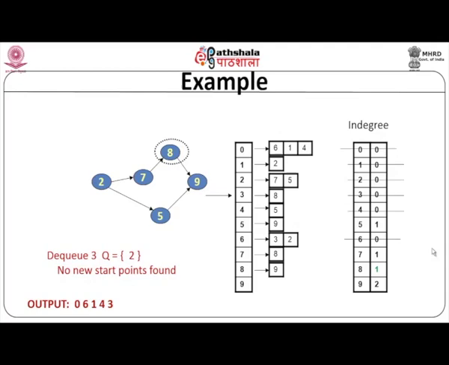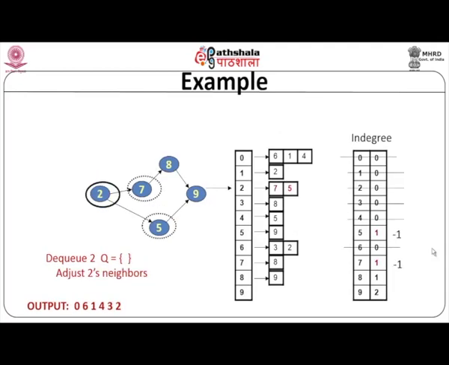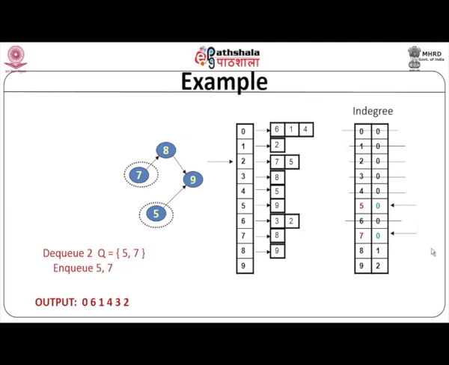Now, you have to DQ the 2. So, you DQ 2 and adjust 2's neighbors, which are 7 and 5. So, the in degrees of 7 and 5 are decremented by 1. Both become 0, and since both become 0, they have to be NQ'd. So, you NQ 5 and 7, and you have DQ'd 2.